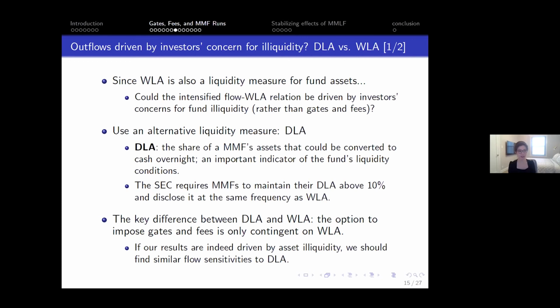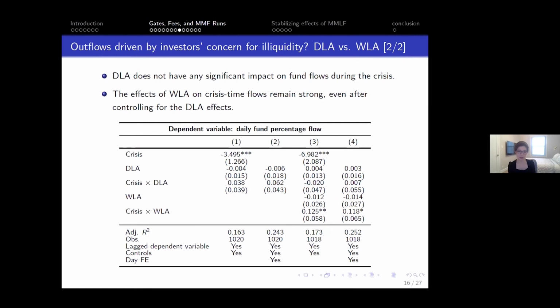The key difference between DLA and WLA is that the option to impose gates and fees is only contingent on WLA, not DLA. So if our results are indeed driven by asset illiquidity, we should find similar flow sensitivity to DLA. However, our regression results show that DLA does not have any significant impact on outflows during the crisis, as represented by the insignificant coefficient on the interaction term of crisis and DLA. Moreover, even after we control for the DLA effects, we still find that the effects of WLA on crisis-time flows remain very strong.